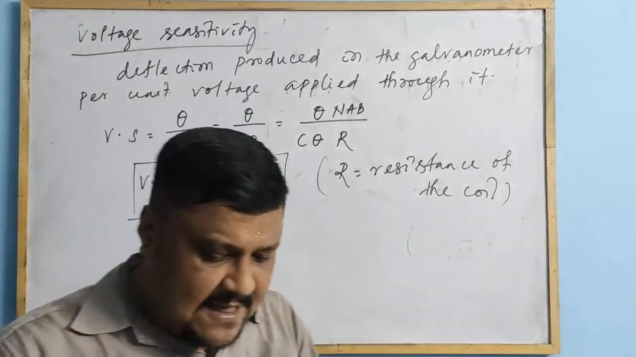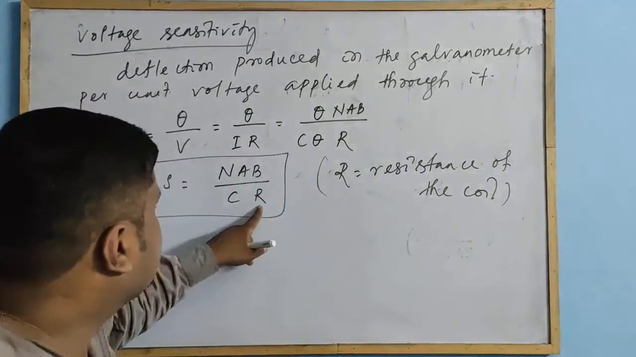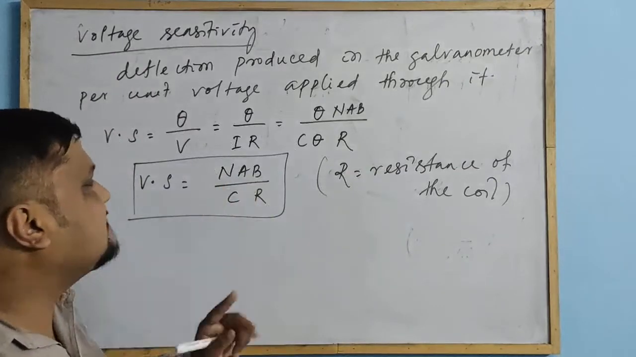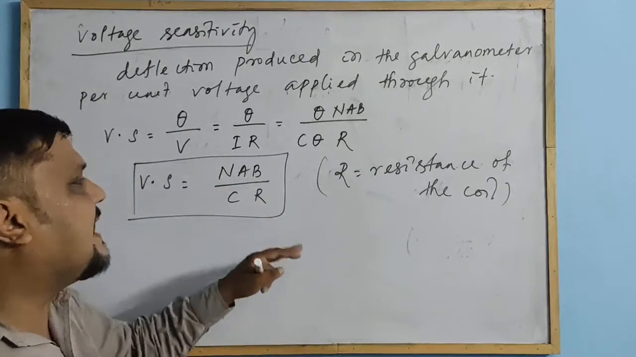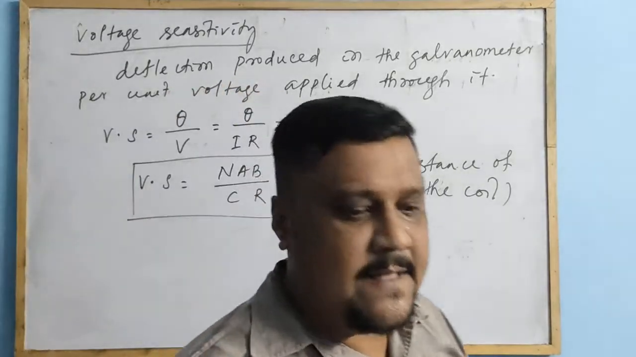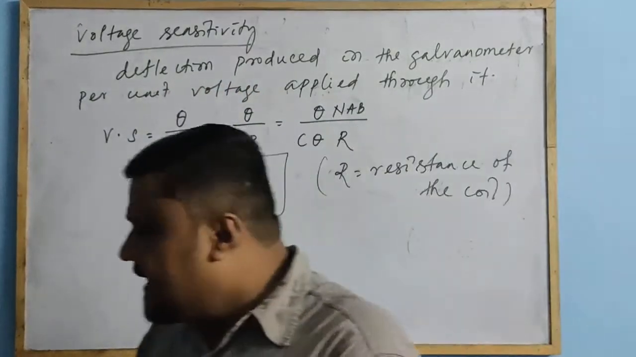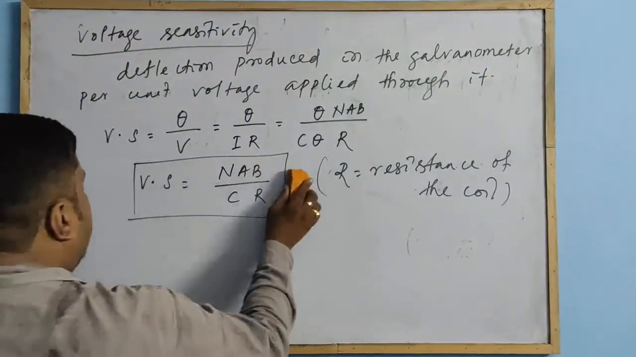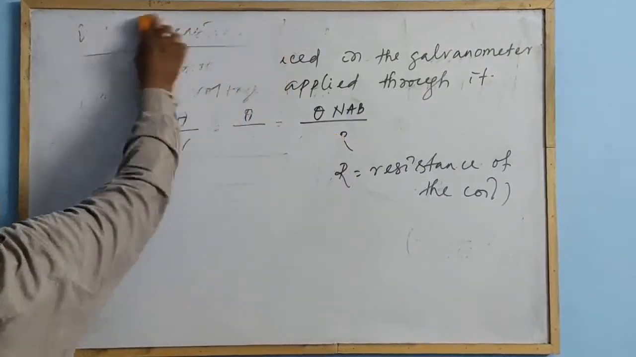By decreasing the resistance. Clear? By decreasing R, increasing all these factors N, A, B, and decreasing C and R, you can make the more voltage sensitivity. Clear? So these are the sensitivity of the galvanometers. Okay. Then we will go to the uses of the galvanometer.